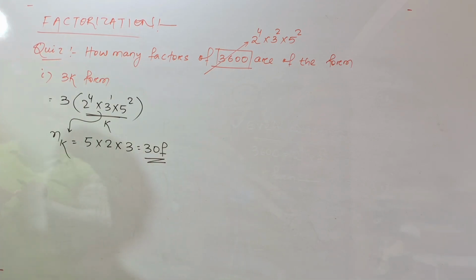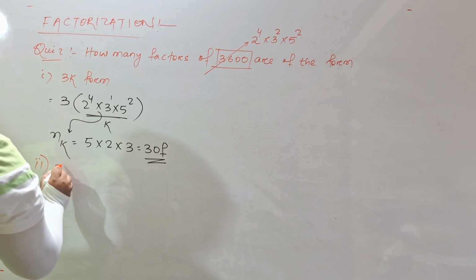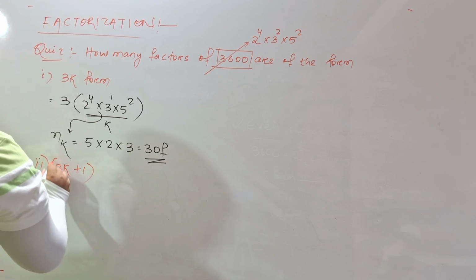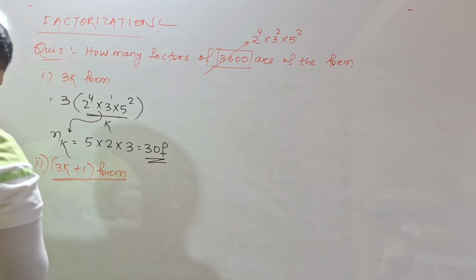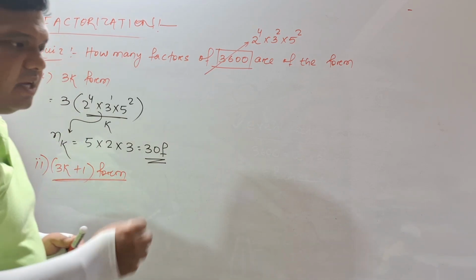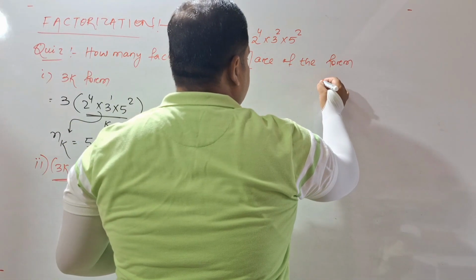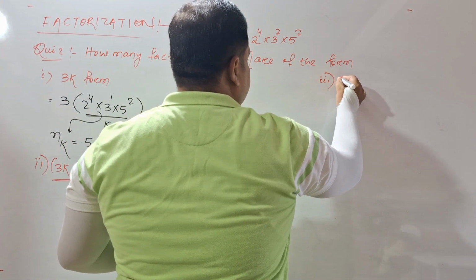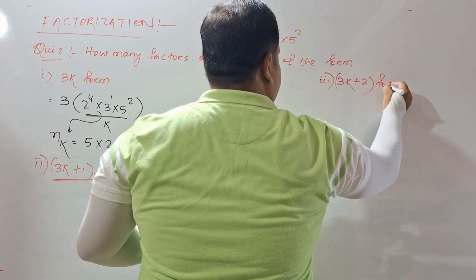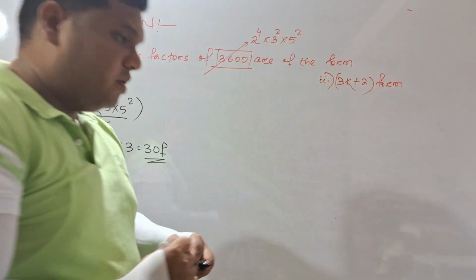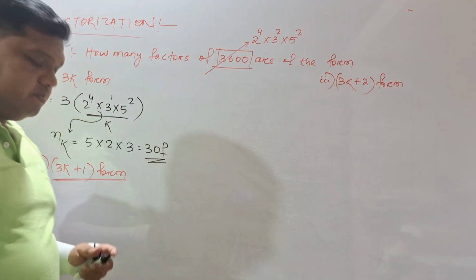So how to find the 3k plus 1 form? Just try. How many factors of 3600 are of 3k plus 1 form? Basically, what do we mean by this 3k plus 1 form? Then I will discuss the 3k plus 2 form. How many factors of 3600 are in 3k form, 3k plus 1 form and 3k plus 2 form?